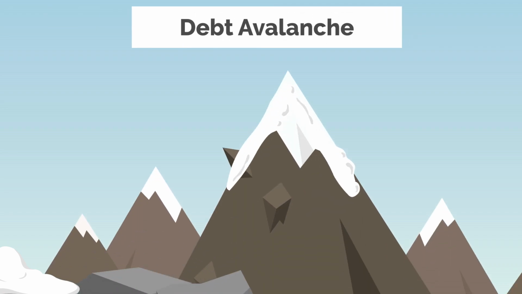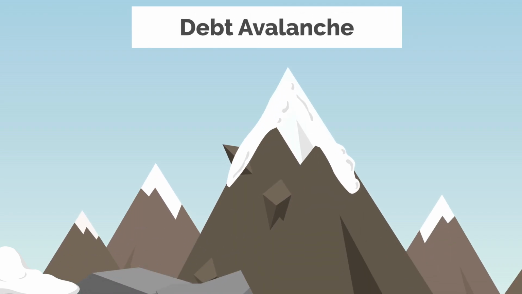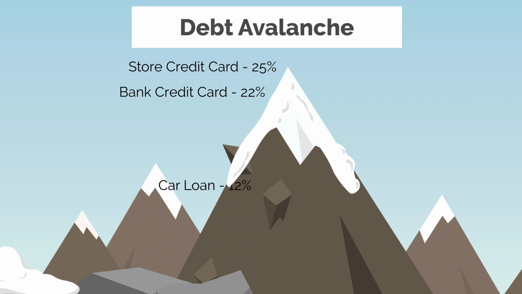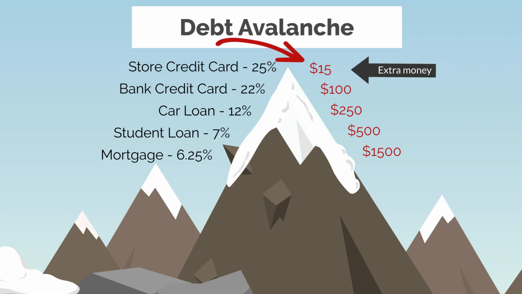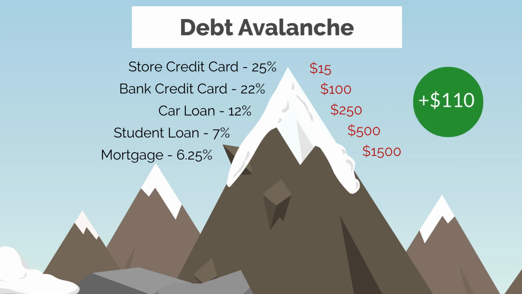Another option is the debt avalanche. With this strategy, you should list all your debts in the order of highest interest rate to lowest interest rate. Then, you should make minimum monthly payments on each debt except the debt with the highest interest rate. Any extra money you have for debt repayment each month should be paid towards the debt with the highest interest rate only. Let's continue with the example that you can pay $110 more than your minimum debt payments each month.